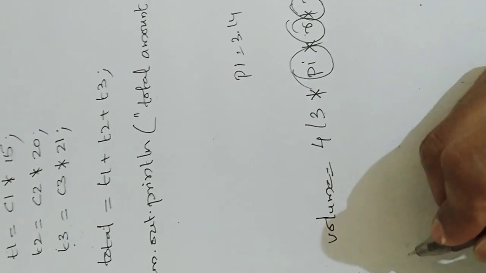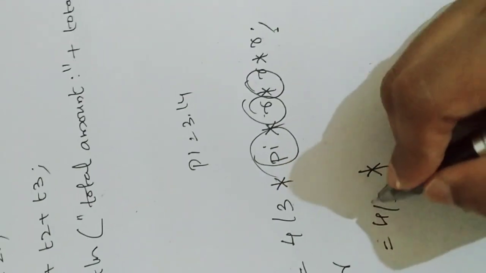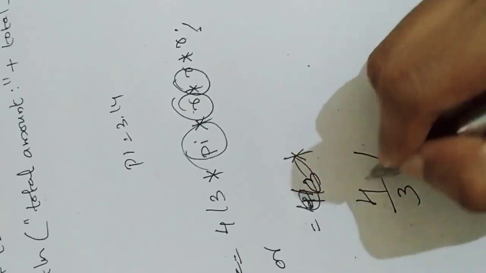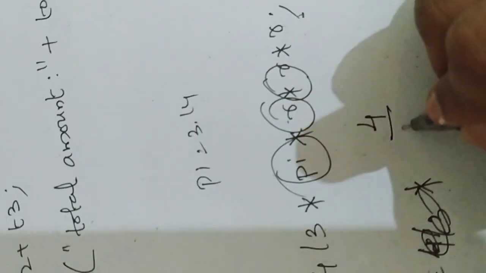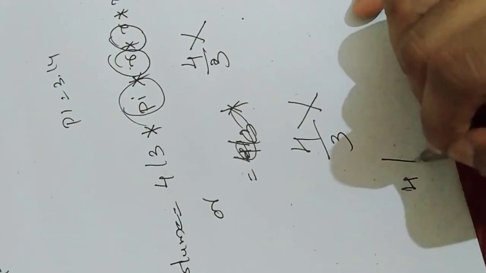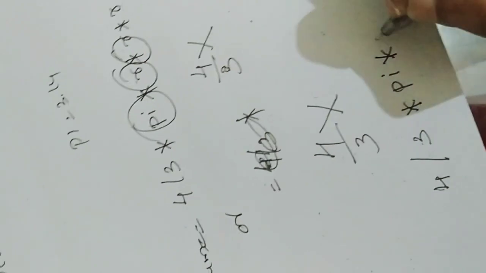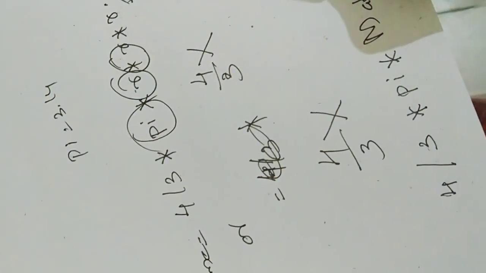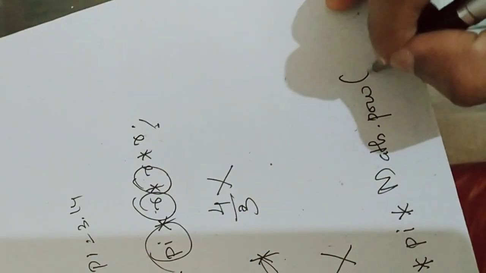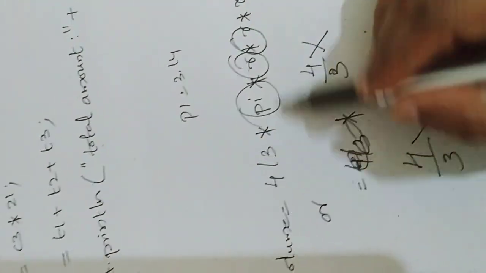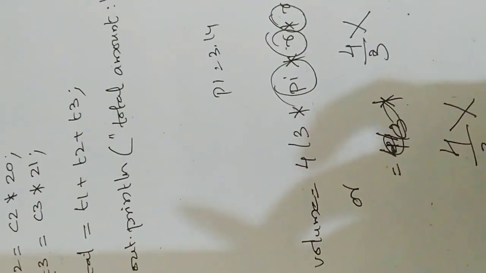Or you can write 4 by 3 asterisk. Together you have to write, okay. 4 by 3, you should not write this way. It is wrong. You should write it as 4/3 asterisk pi asterisk. You can write Math dot pow of r comma 3 instead of r cube. You can write this also or this also. It's up to you. Okay. Thank you.